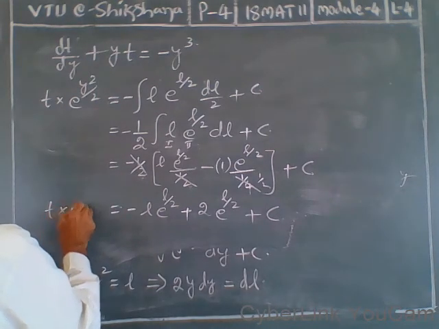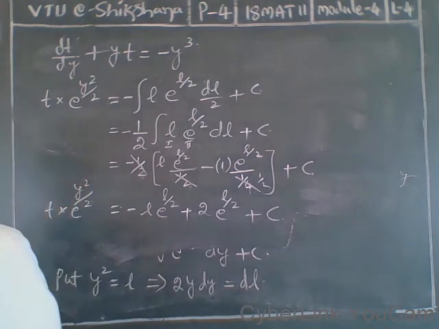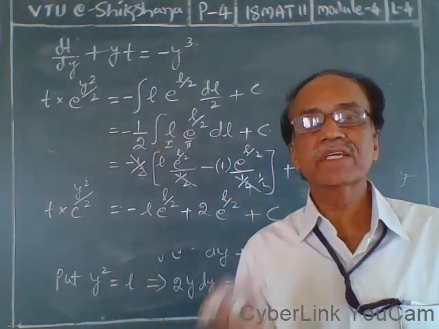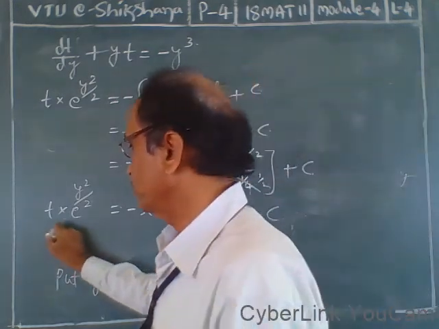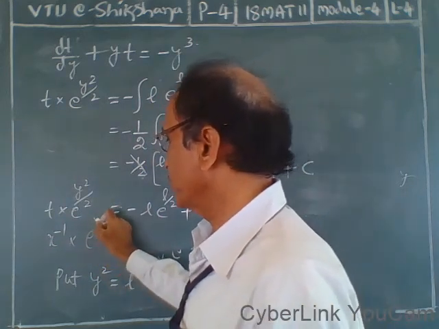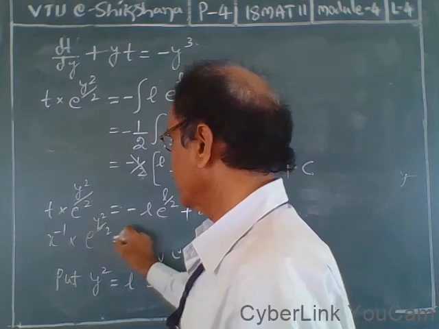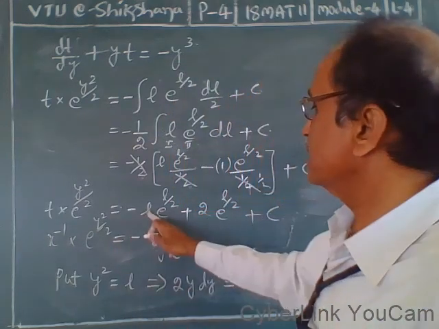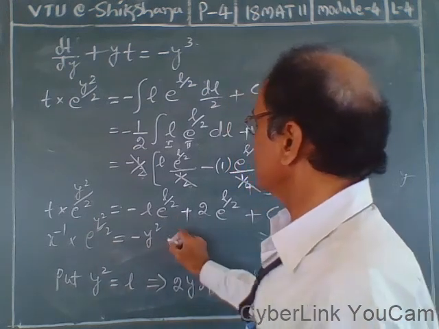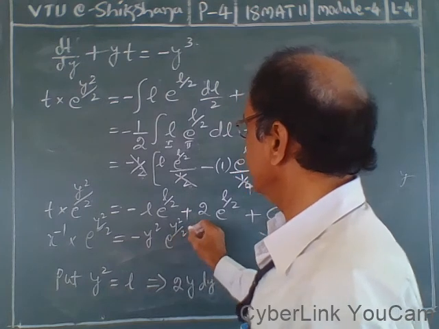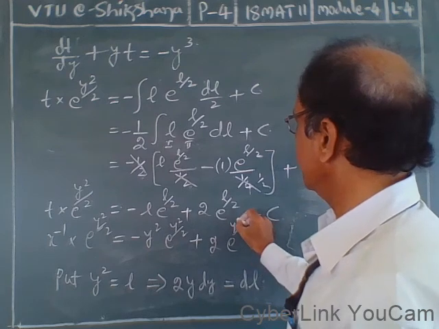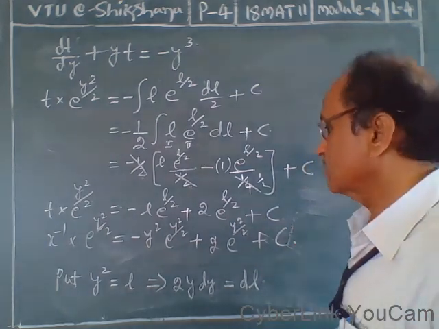On the left side, t into e to the power y square divided by 2. You have to leave the answer in terms of the given symbols. In place of t, you put x to the power minus 1, which we had taken for substitution, so x to the power minus 1 into e to the power y square divided by 2 is equal to minus, in place of L, you substitute y square, into e to the power y square divided by 2, plus 2 times e to the power y square divided by 2, plus a constant.